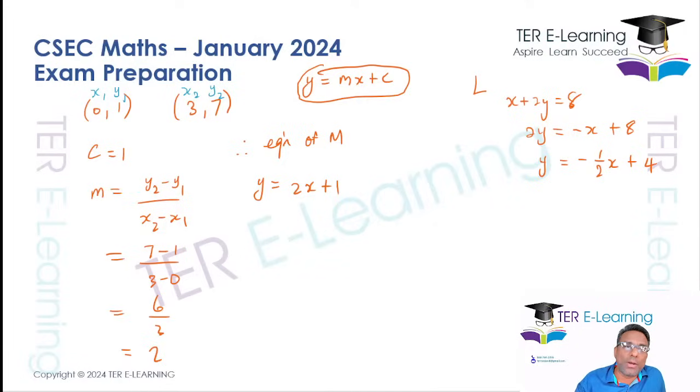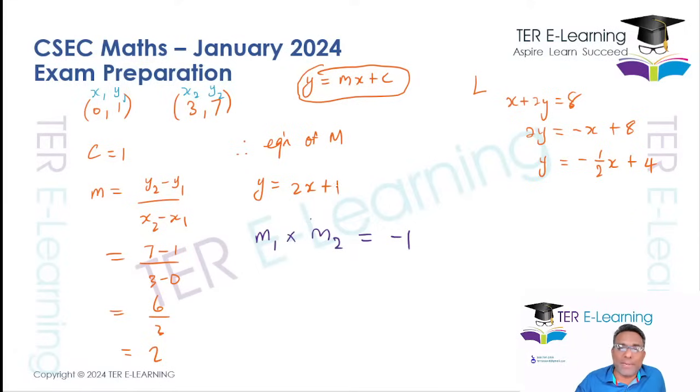Now, what you all need to remember is that when you are trying to prove that two lines are perpendicular, when I multiply the gradient of one line by the gradient of the second line, I should get minus 1. That's one of our rules for geometry here. If I multiply the gradients of two lines, I'm going to get negative 1, right?